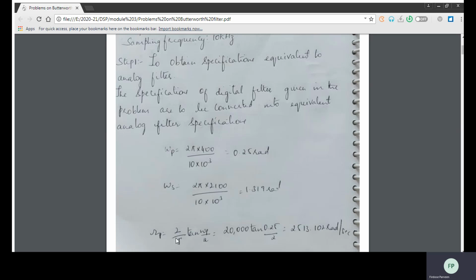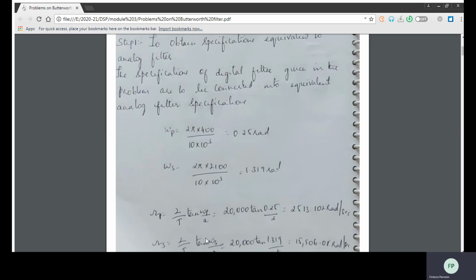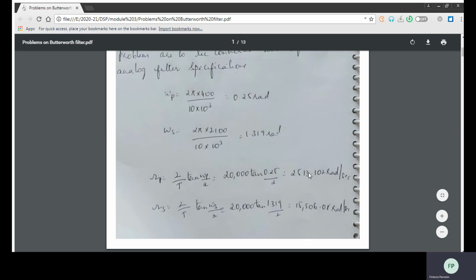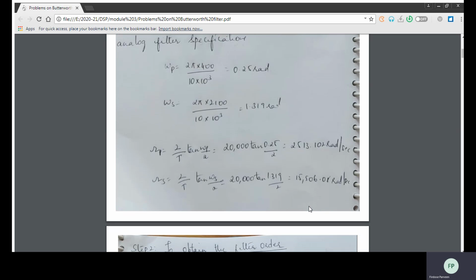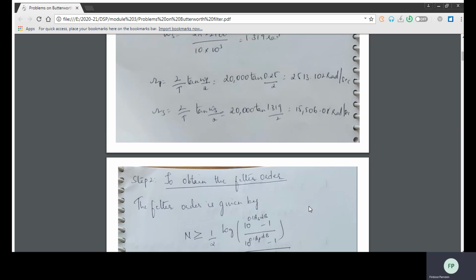So what is omega p? Omega p is nothing but 2 by T tan WP divided by 2, as we know this formula. Calculate it, and you will be getting it in radians per second. In the same way, omega s is 2 by T tan WS by 2. Calculate, keeping the calculator in radians mode, and you'll be getting 15,506.08 radians per second.